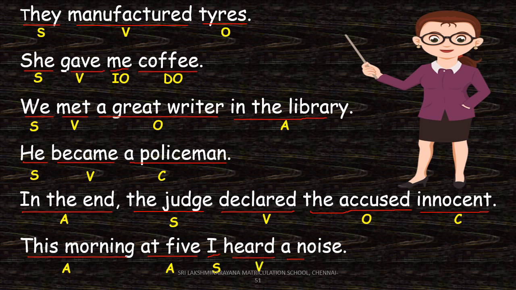And a noise. So what did I hear at 5 this morning, children? A noise. So what comes as an answer to the question what? A noise. So a noise is the object. So tell me what is the pattern for this sentence, children? AASVO.